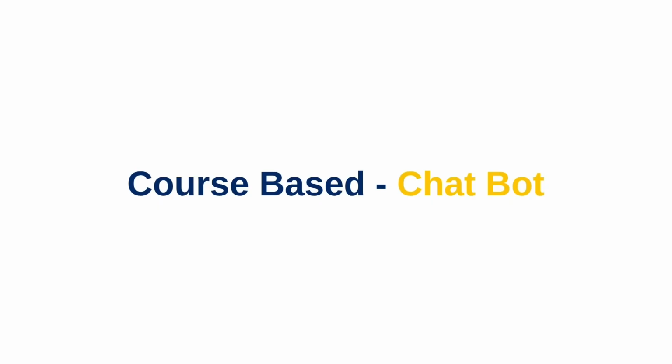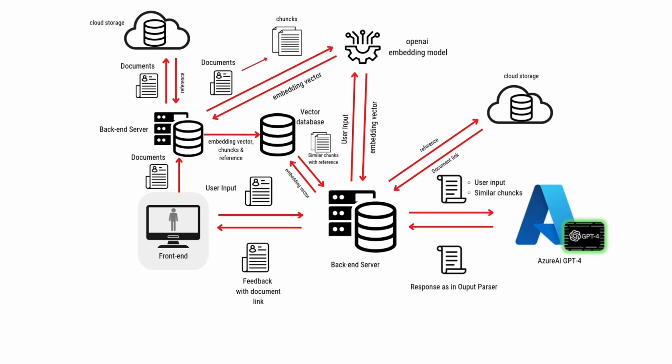Now let's dive deeper into our intelligent chatbots. This slide explains how the course-based chatbot works. When a document is uploaded, it is first sent to the backend server. There, it's broken down into smaller text chunks. Each chunk is converted into a vector using OpenAI's embedding model, and these vectors, along with the chunks, are stored in a vector database.